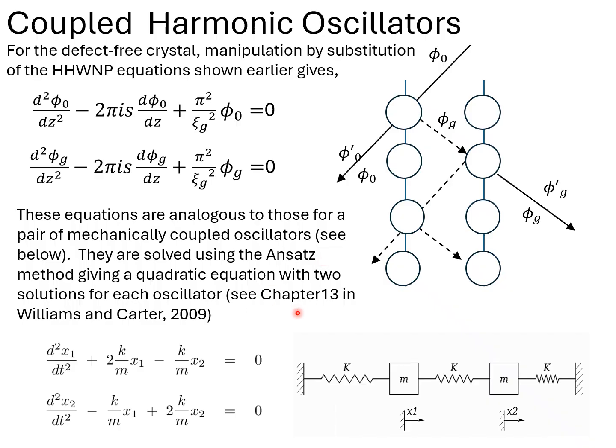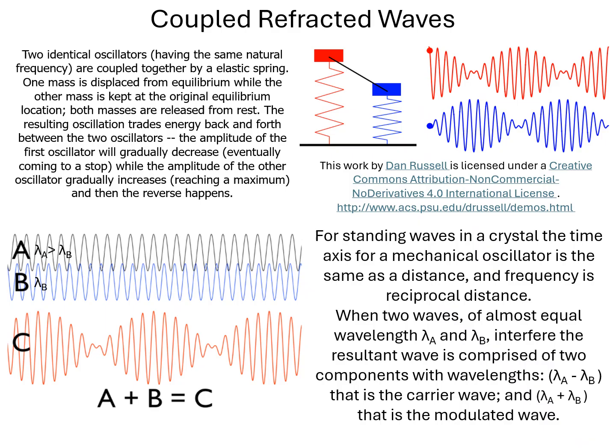In Williams and Carter, and I think the same also applies to Howie and Whelan, they use the ansatz method to solve these equations. They use basically a complex exponential. They assume that this wave vector is now a complex exponential. And that gives two solutions for each oscillator.